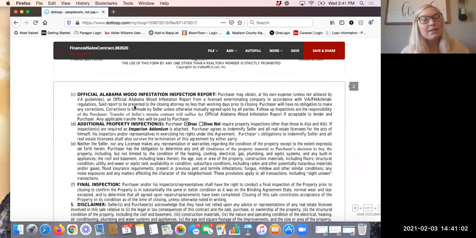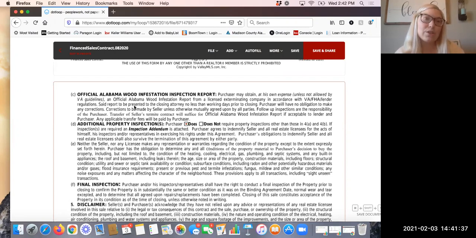All right, next is the Alabama Wood Infestation Report. If they are getting a conventional loan, it is not required by all lenders to have a wood infestation report. So please check with the lender and ask up front, are they going to require a wood infestation report on this property? That way you know to get it. You must have that report to the lender and to the attorney's office 7 days prior to closing. Otherwise, there could end up being delays.